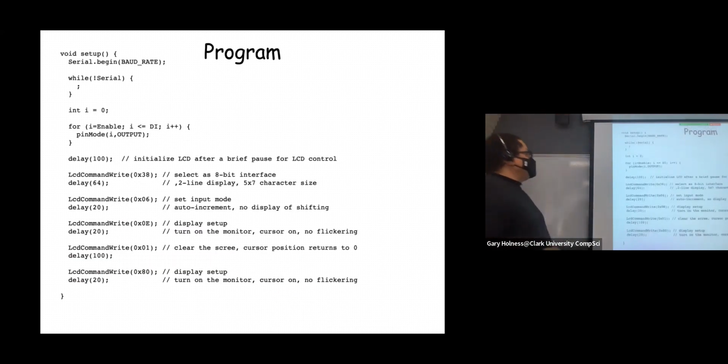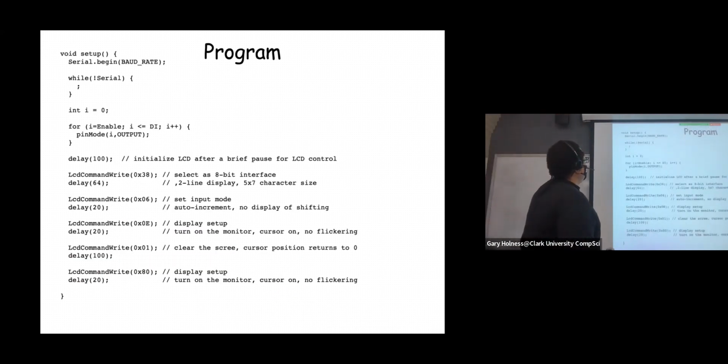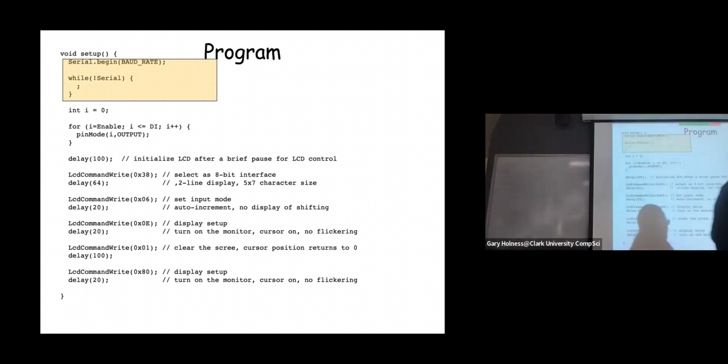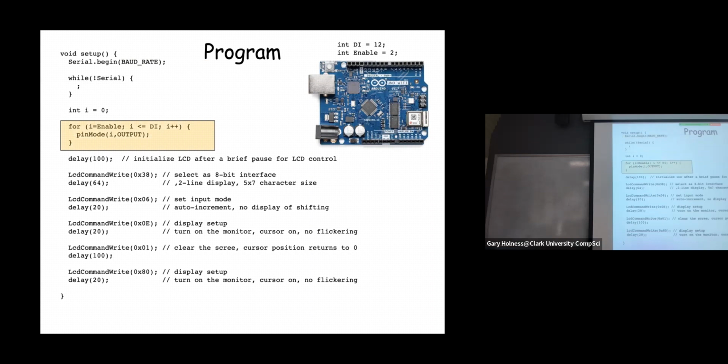All right, and so this is what the setup routine looks like with this particular program. We start out, and I like to set up the serial terminal. And so the usual that we talked about, serial begin and while not serial, right? And you'll notice here, saying baud rate makes it a little bit more readable instead of having 9600 here.